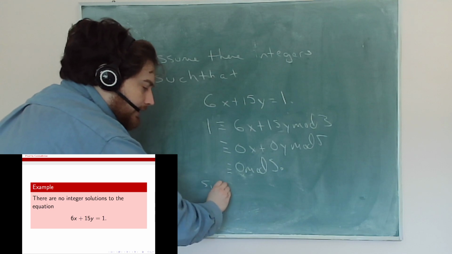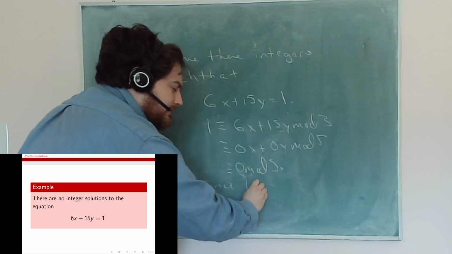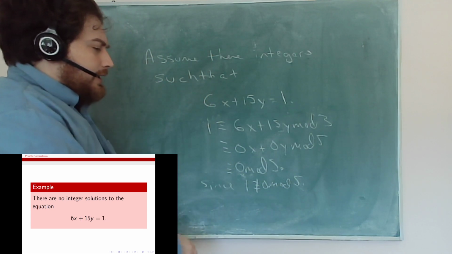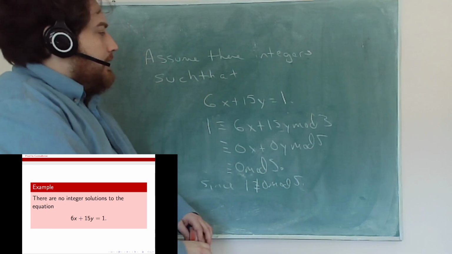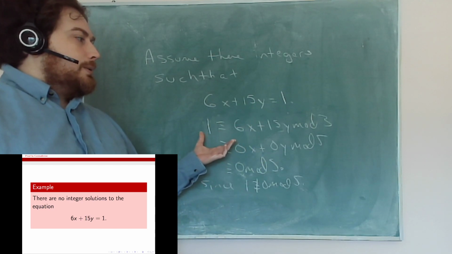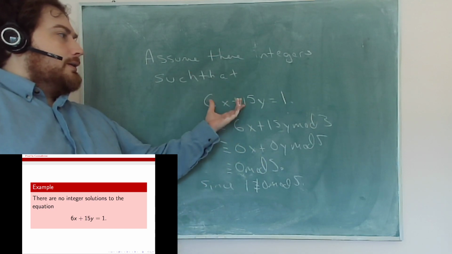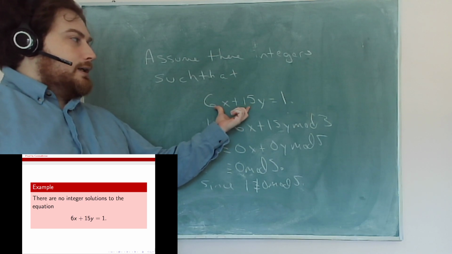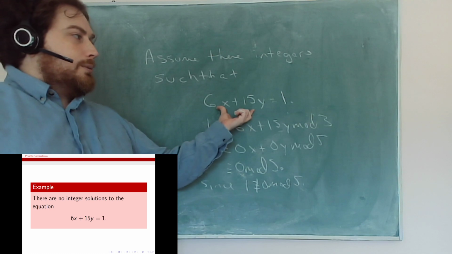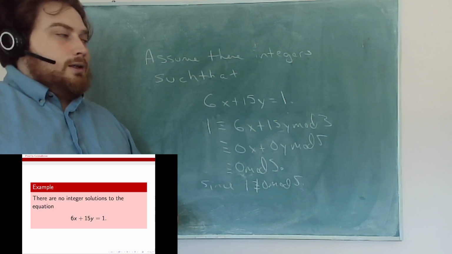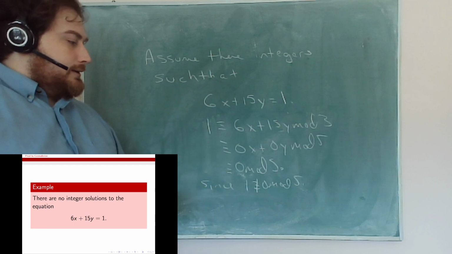Since 1 is not equal to 0, even mod 5, that implies that we have a contradiction, so therefore the original statement is false. So there's two distinct ways, but the point here is that we get that there can't be any integer solutions, because if there were, I could divide this side, and I'd still get an integer when I divide by 3, but this side, when divided by 3, is not an integer, so that cannot be the case.